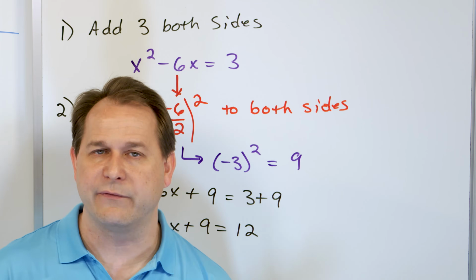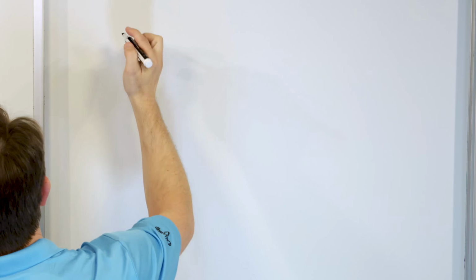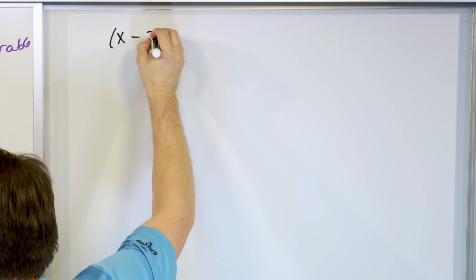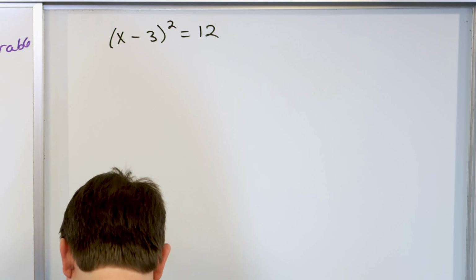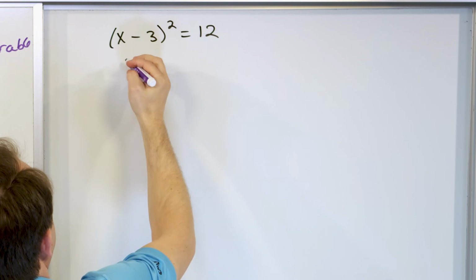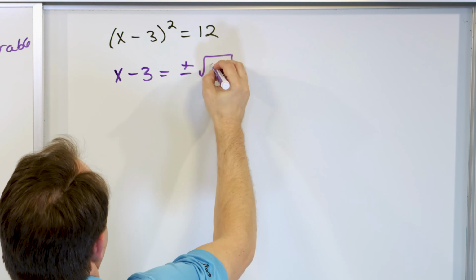We just take the square root of both sides. So let's go off to the next board and I'm going to write that perfect square quadratic down one more time. It's going to be x minus 3 quantity squared is 12. So now we just take the square root of both sides. On the left, we take the square root. It'll be x minus 3 left over. On the right, it's going to be plus or minus the square root of 12.